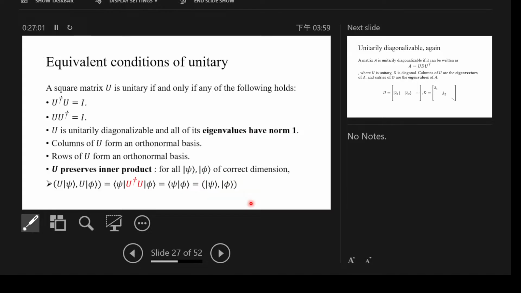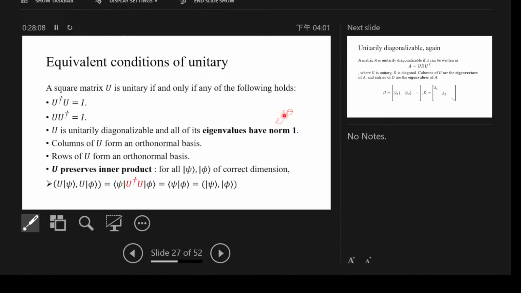Then there are a whole bunch of properties of unitary matrices. First, U dagger U equals identity. There are a whole bunch of equivalent definitions of unitary. The first one is our definition, and the second is that you can switch the order of U dagger and U: if this is satisfied, then U times U dagger is also identity. From those two things you can see that a unitary matrix is normal. Because of that, U is unitarily diagonalizable, and its eigenvalues have norm 1. Eigenvalues having norm 1 means they have the form e to the i theta, where theta is a real number.